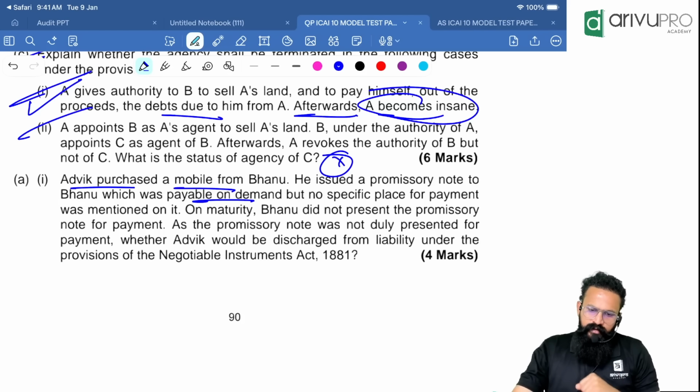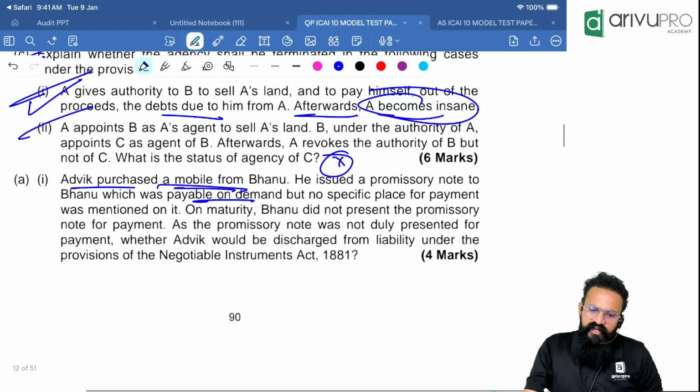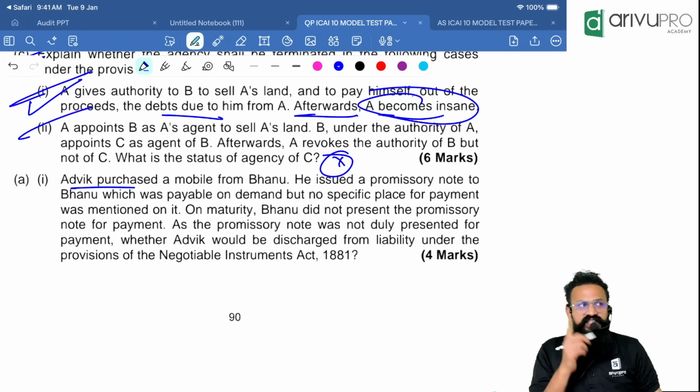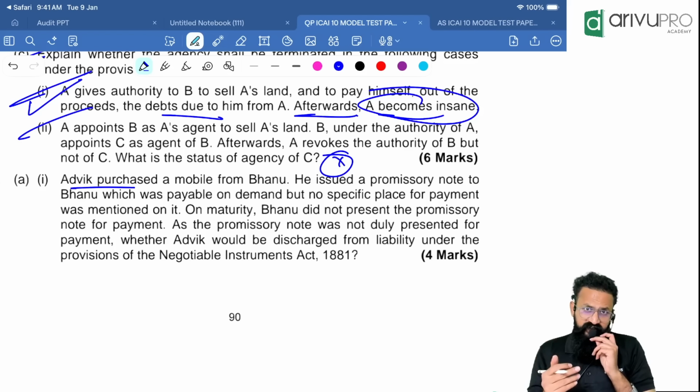Yes, sir. Payable on demand. Remember, if no time is mentioned, it is always considered as if it is payable on demand. Then you need not present it. It is excused from presentment.